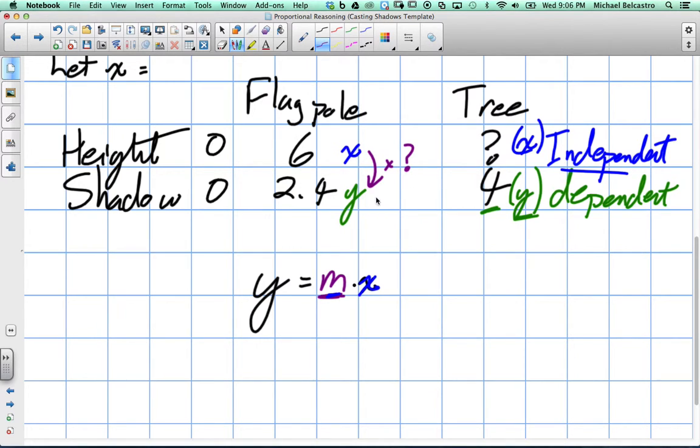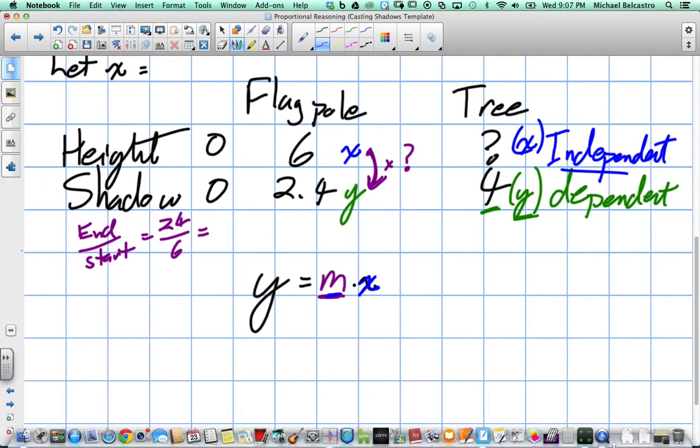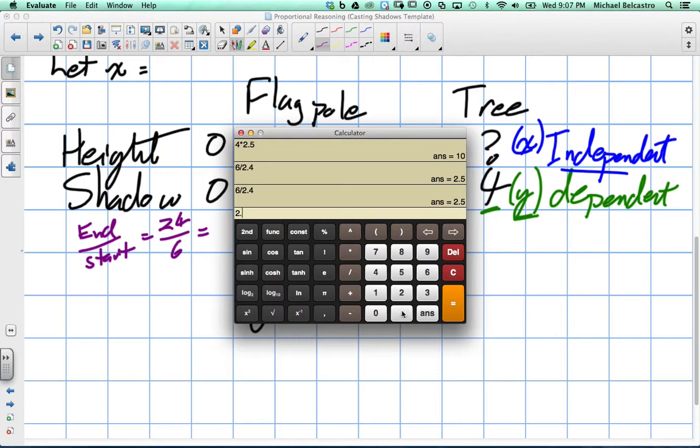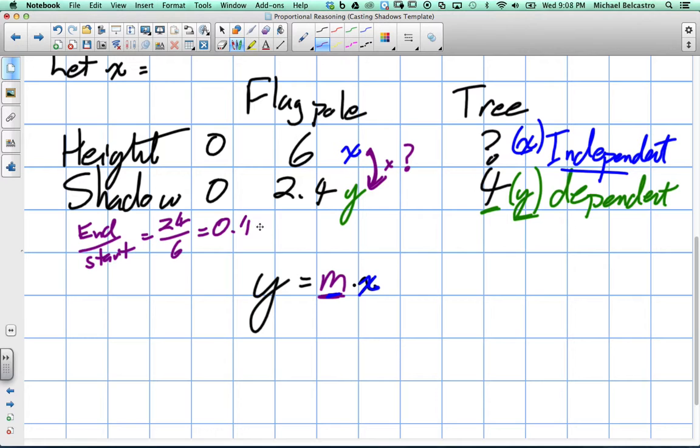we're going to take our 6 and divide it into our 2.4. So one way of looking at it is, if we're using an arrow to get somewhere, take our ending value divided by our starting value. Okay, so our ending was our 2.4, and we divide it by 6, and this will give us our rate here, 2.4 divided by 6. 2.4 divided by 6 gives us 0.4. Okay, so our m, in this case, all these things are equal, is 0.4.